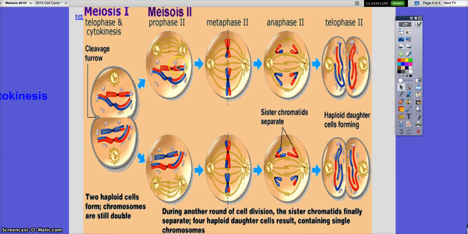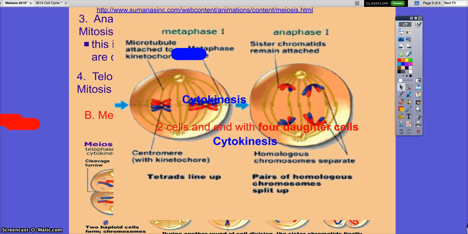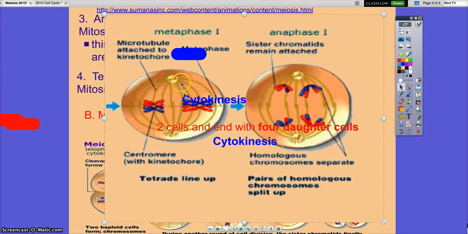Yes? What do we call this red thing right here? Say it all together. Chromosomes. If you're not knowing these, you're way behind, okay, for studying. What do we call this thing right here? Centriole, okay? What do we call these things? Spindle. What do you call this dot right here? Centromere. What do you call this pattern right here? Tetrad. Or chromosomes lining up with their homologous partners.